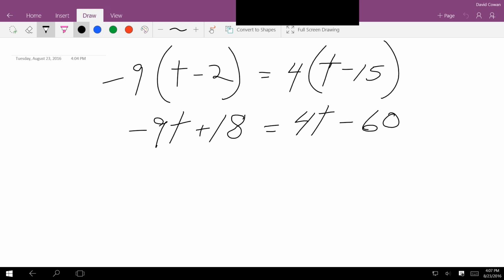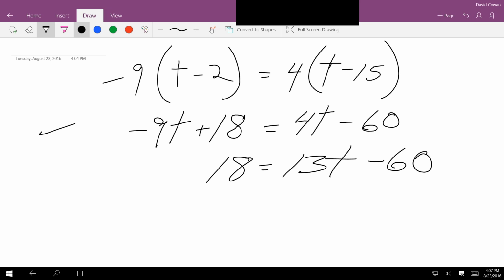What's the next step after you get to this? Add 9t on both sides. What's the next line? It is going to be 18 equals 13t minus 60. And the next line. Oh, it's going to be 78 equals 13t. Good.